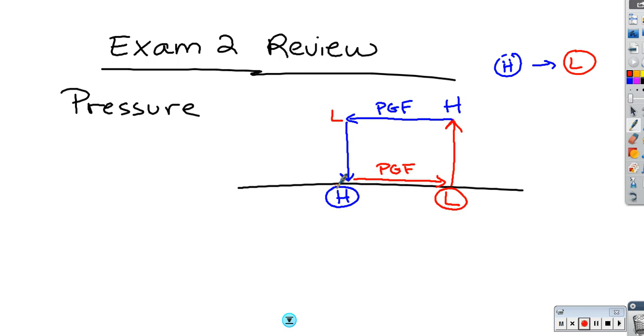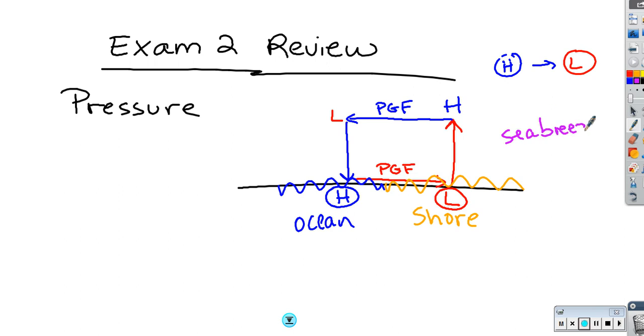Now, this process explains things like sea breezes and land breezes. All right. So what we could say during a sea breeze is, if this is the ocean and this is the shore, then this would make sense for a sea breeze.